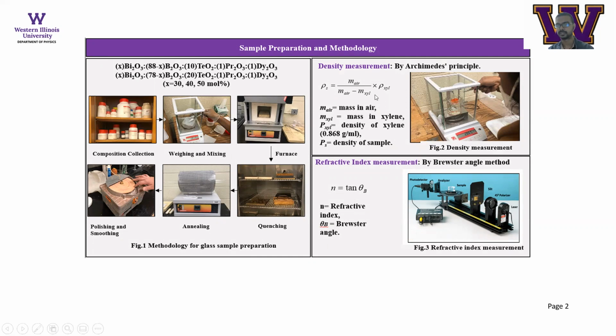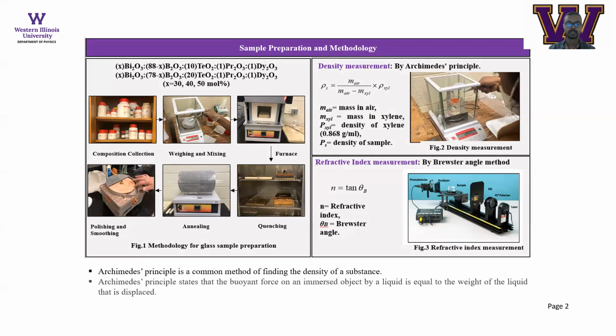So what is the Archimedes method? It's a common method for finding the density of a substance. Our substance is our glasses. This principle states that the buoyant force on an immersed object in a liquid is equal to the weight of the liquid that is displaced. Our immersed object is definitely the glasses. So in short, if the object is entirely immersed, then the volume of the displaced liquid is just the volume of the object.